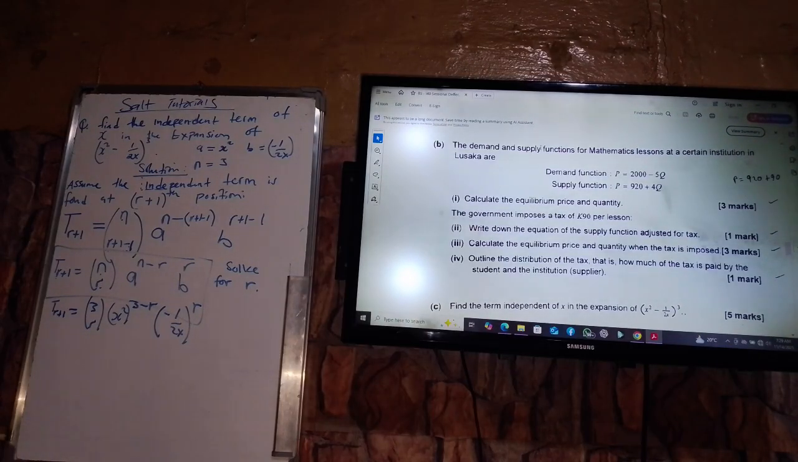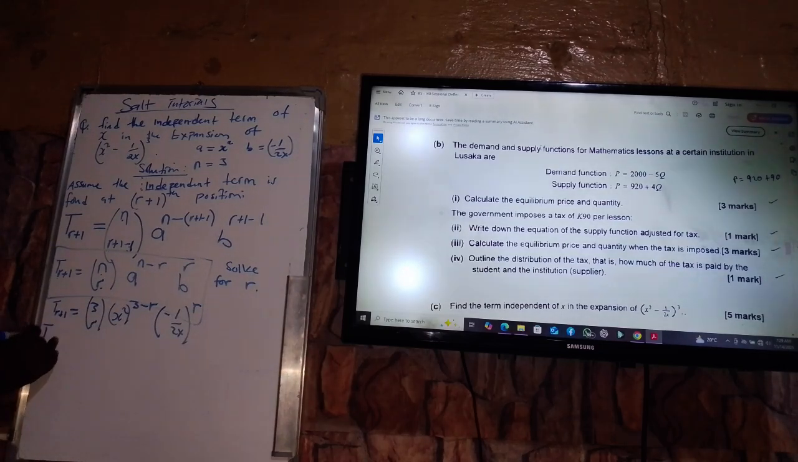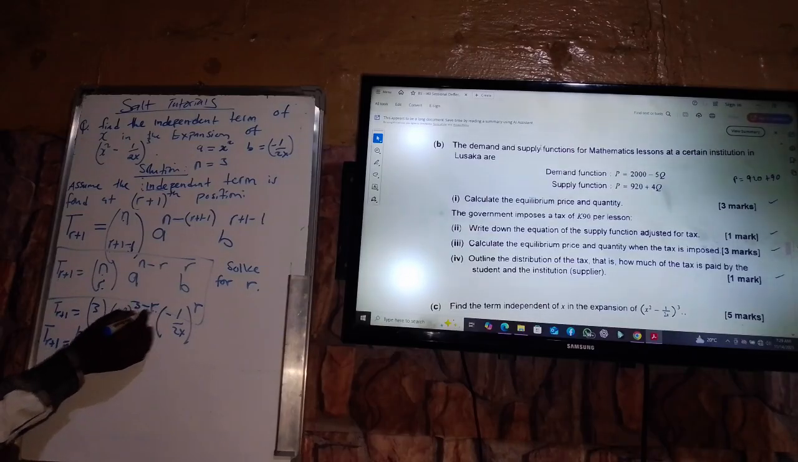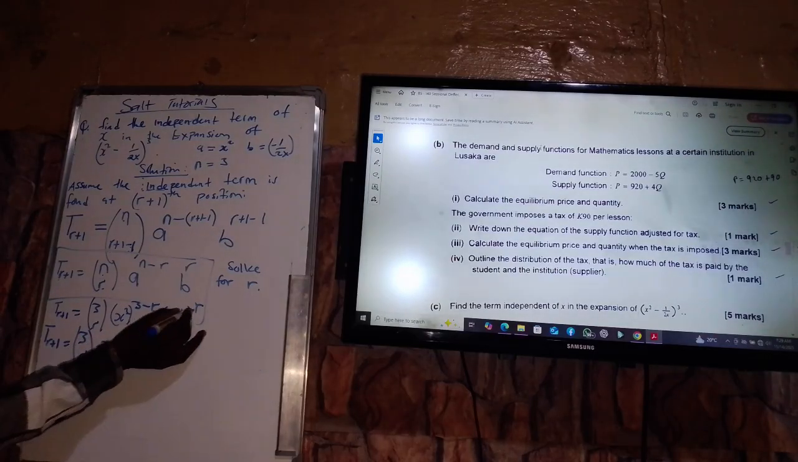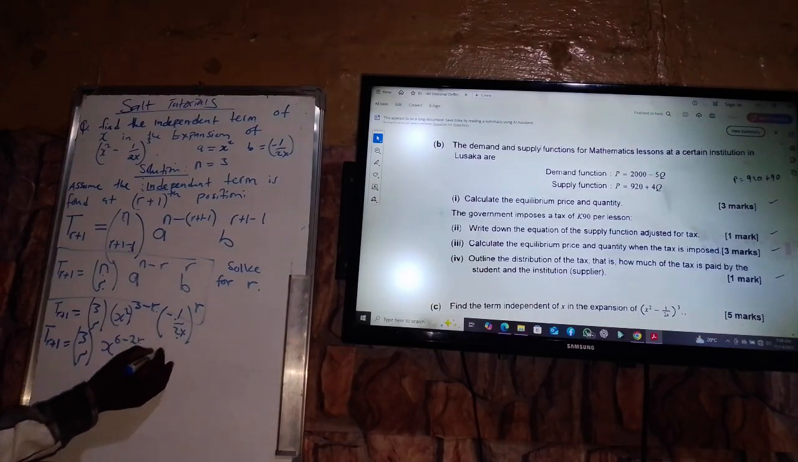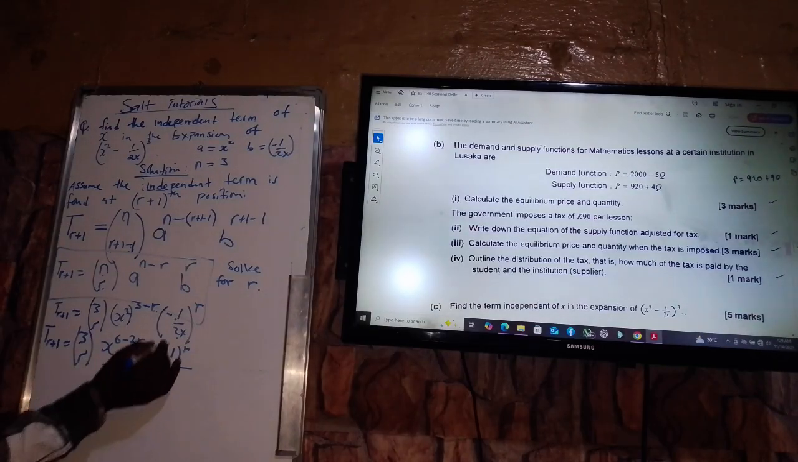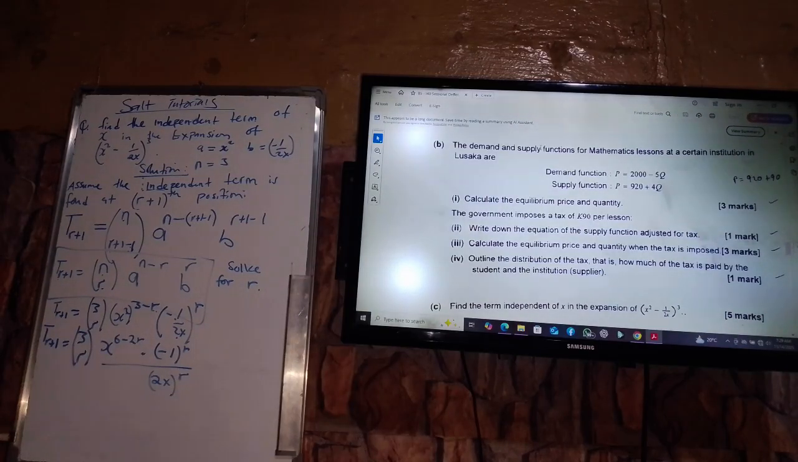So first things first, let's simplify the power there. We're talking about T R plus 1 to be equal to 3 combination R. This times everything there. It means I'm going to have x power 6 minus 2R, multiplied by this R for the numerator and the denominator. It means I'm going to have negative power R over 2x power R. Now, this is my simplified equation.